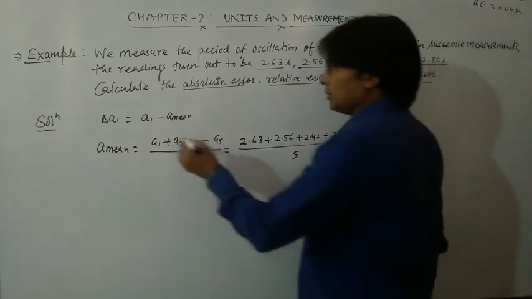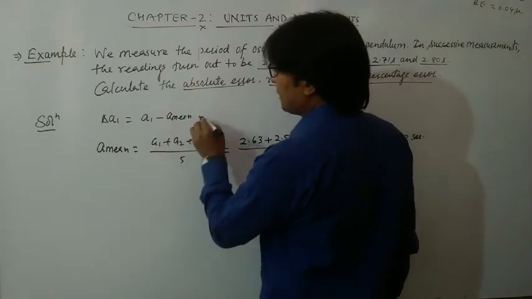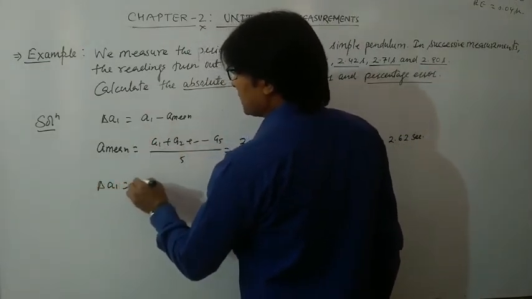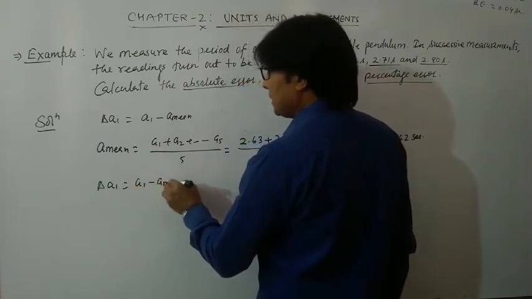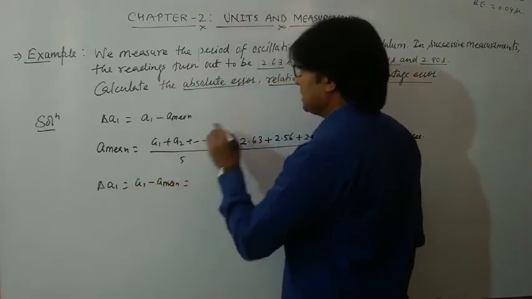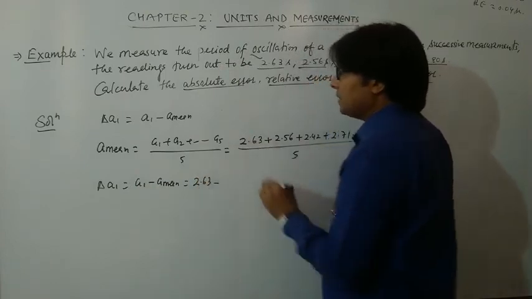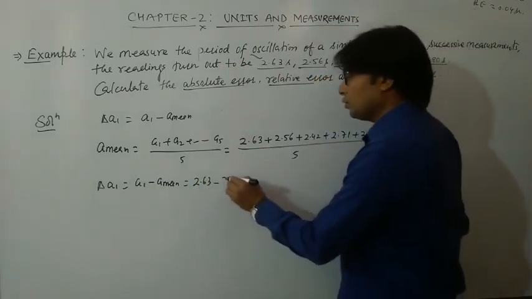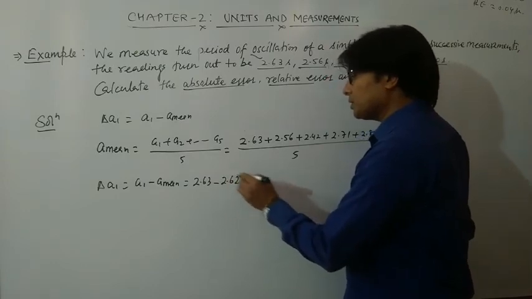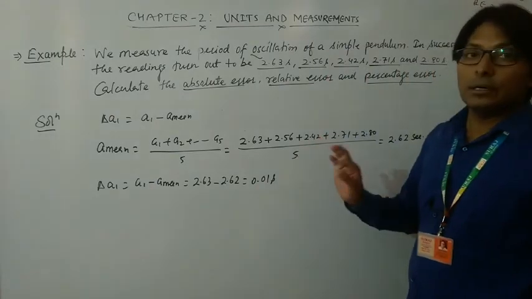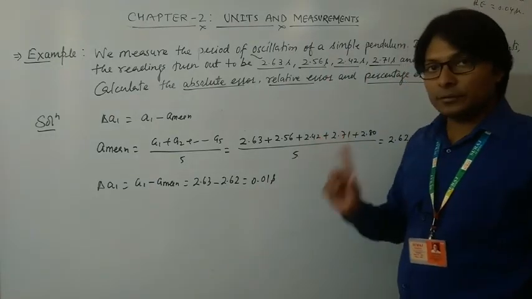Now you can easily find out the absolute error in the very first measurement, that is A1 minus A mean. I can write here A1 is 2.63, so 2.63 minus A mean, which is 2.62. It comes out to be 0.01 seconds. So this is the absolute error in the first observation.